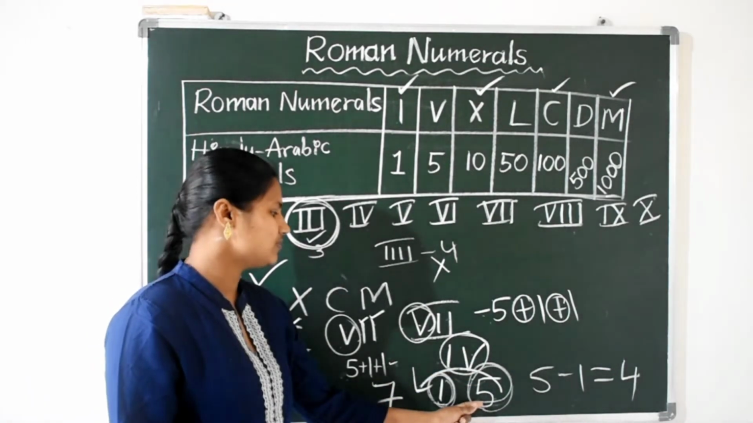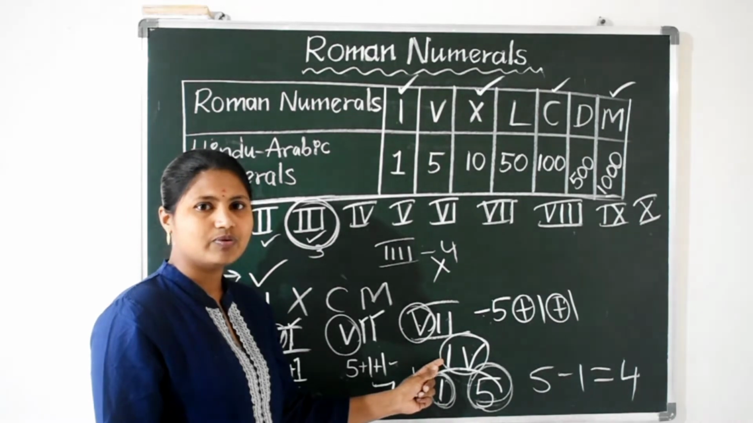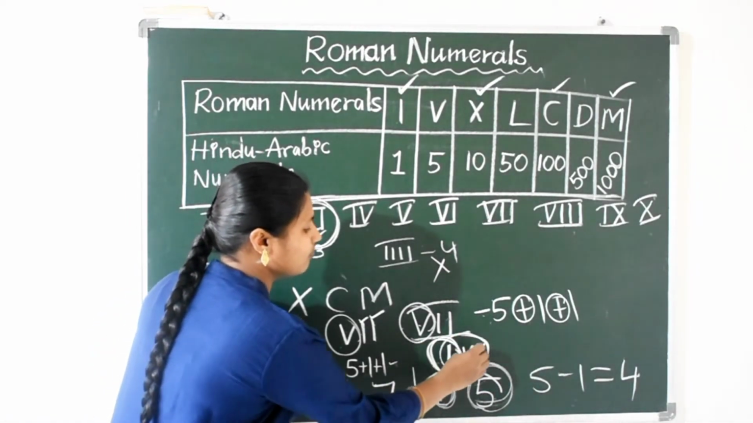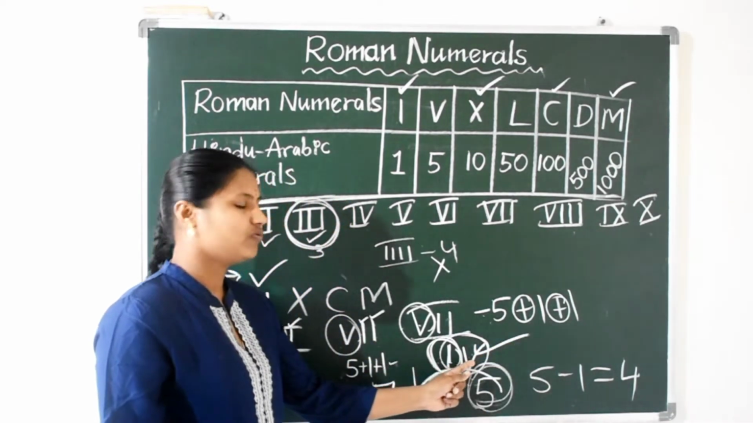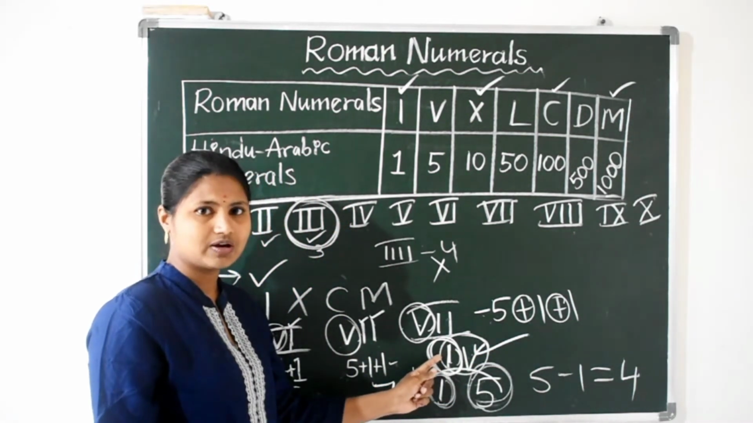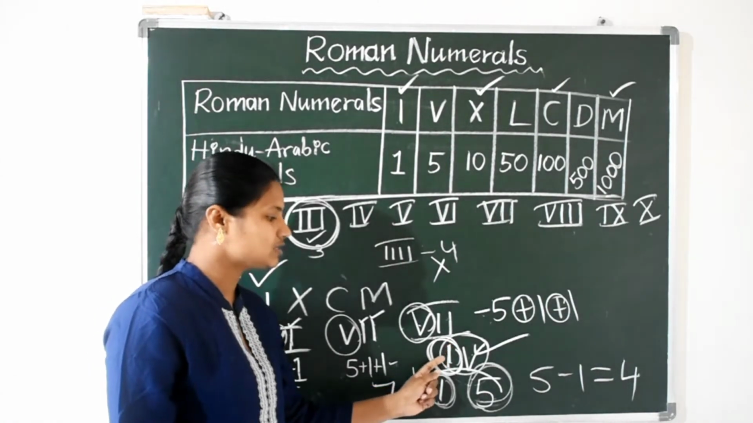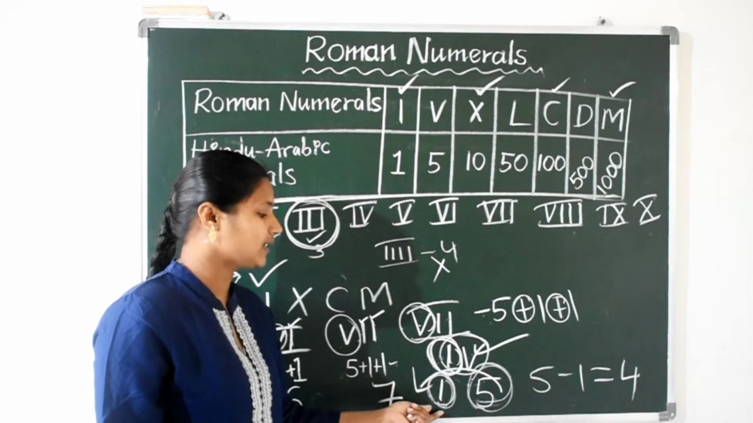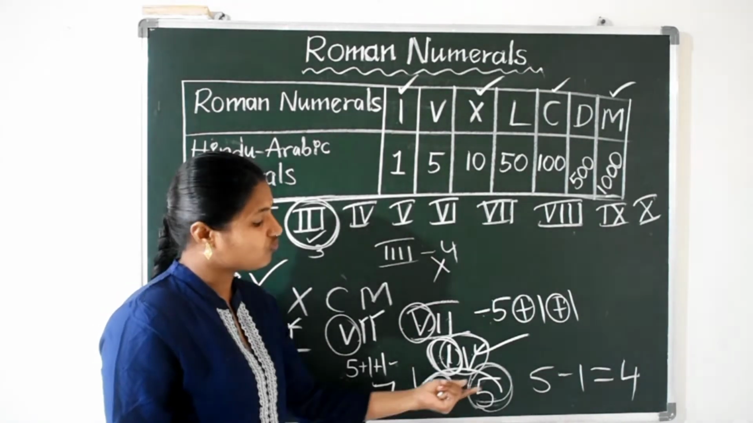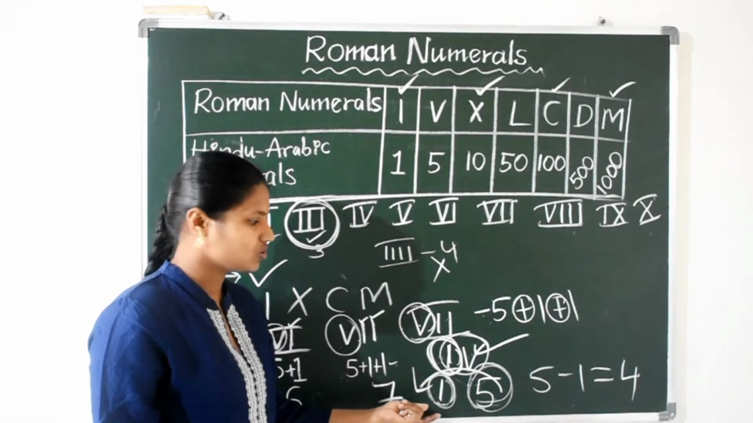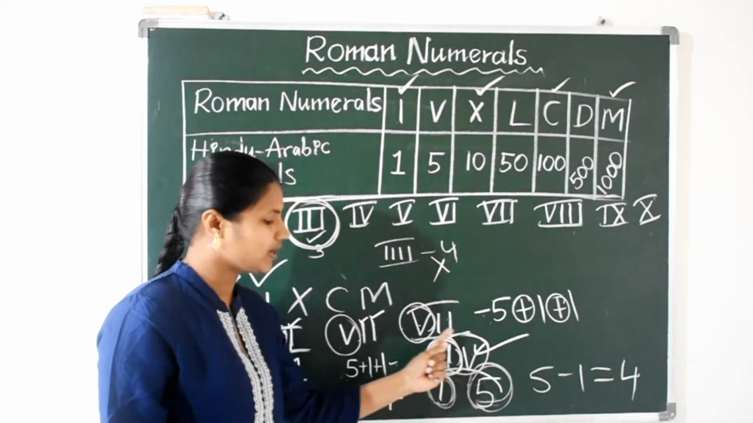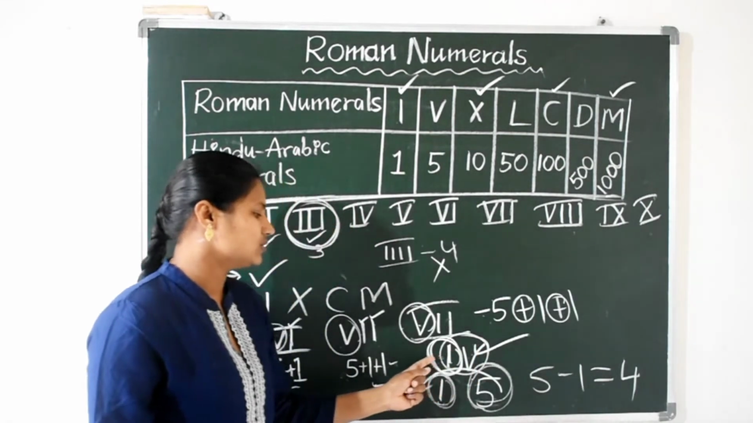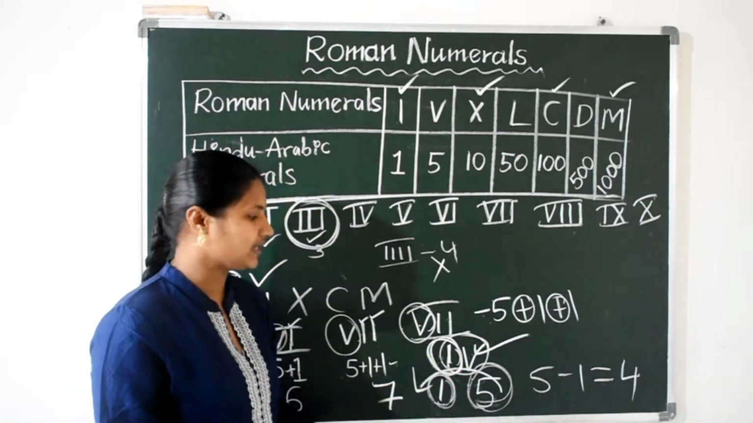If a symbol is placed before the greater value, here before the greater value a smaller value is there, no? So if a symbol is placed before the greater value, then we have to subtract the smaller number from the bigger number. So we have to do subtraction here. 5 minus 1 gives what? 4. So this number IV comes like this.